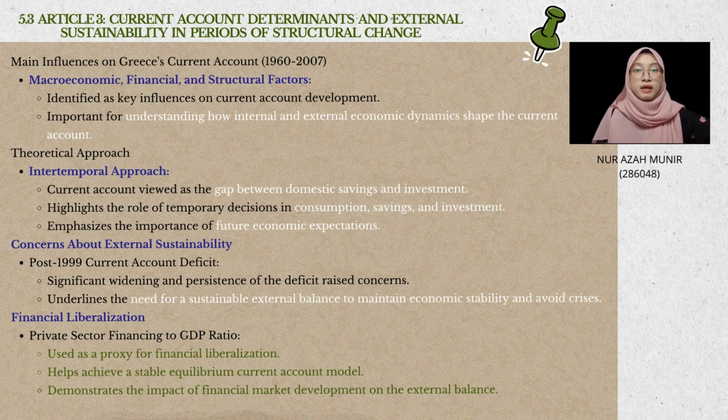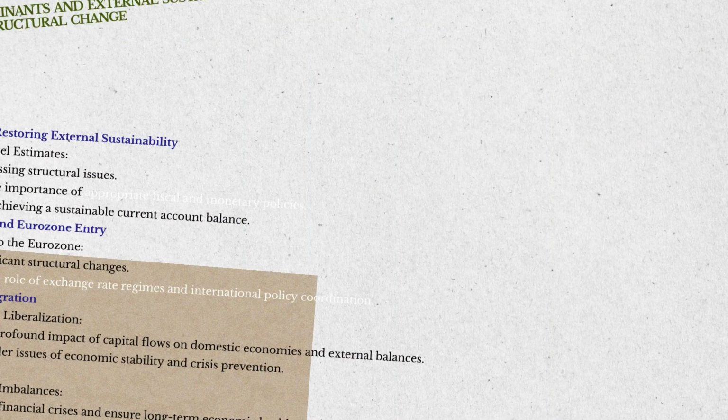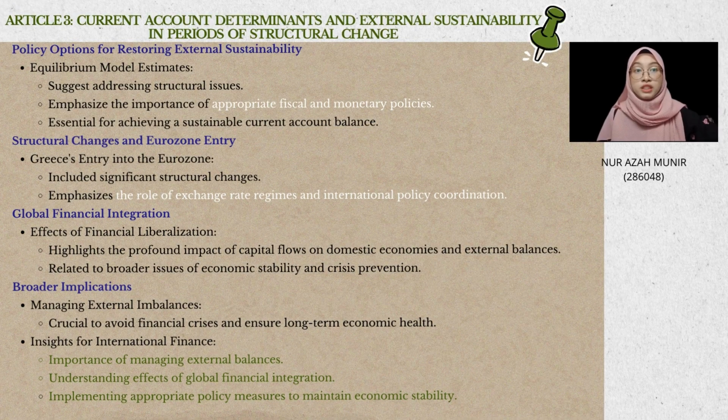Concerns about Greece's external stability grew after 1999, when the current account deficit widened significantly and remained high, showing the need to keep external balance sustainable to avoid economic problems. The ratio of private sector financing to GDP, as a measure of financial liberalization in the model, shows how changes in financial markets affect external balances. The study period includes Greece's entry into the Eurozone, emphasizing the role of the exchange rate regime and international policy coordination in influencing the current account.